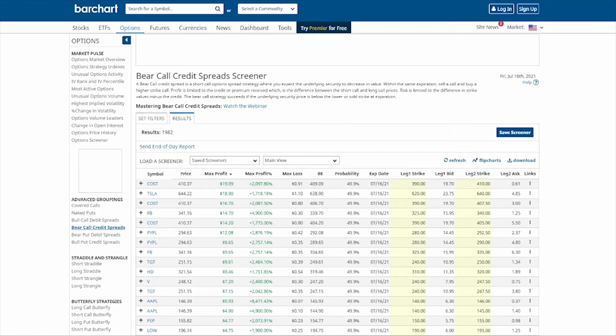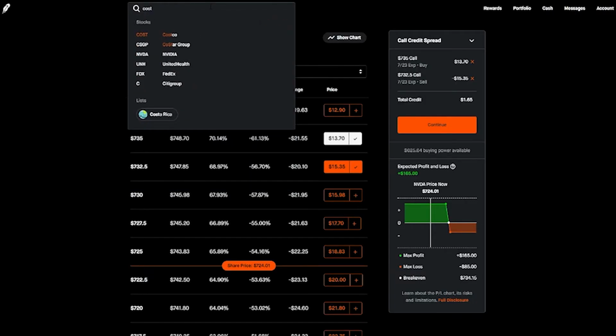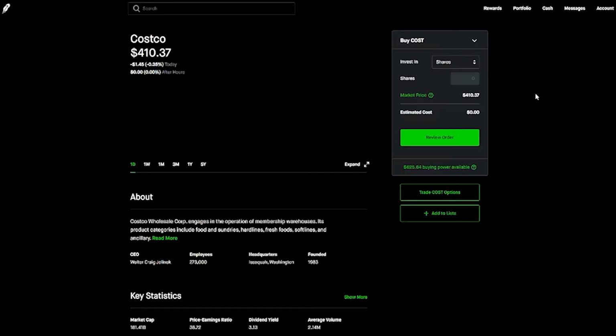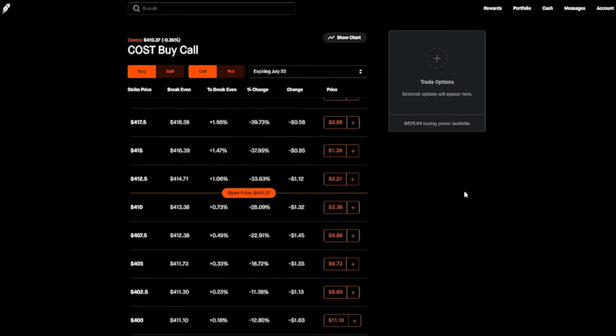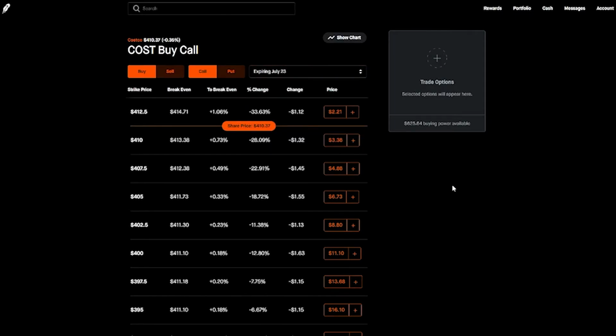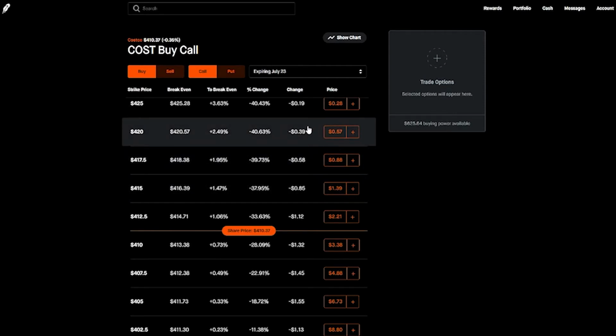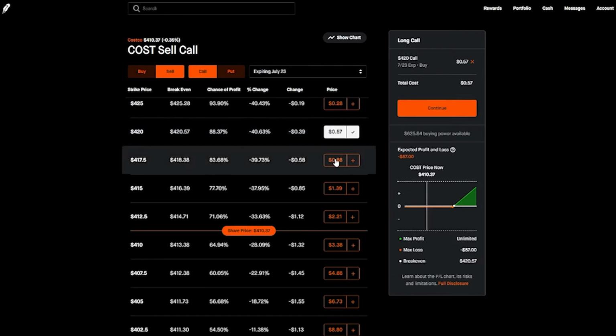Let's check out COST. That's the top one here. So let's see what's going on with COST. It's Costco. I prefer to do the ones that have weekly options, which this one does, and it has a nice spread. This has some pretty good spreads here. This has really good ones. So you buy this, sell this.